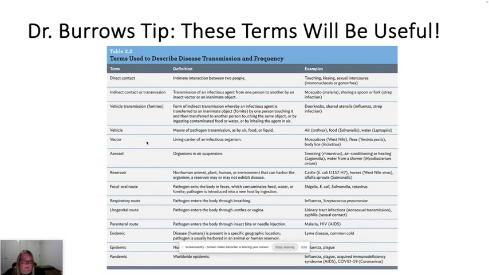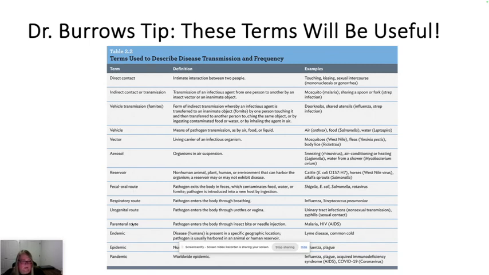Okay, I would look at vehicle. This is things like air, food, or any liquid, like water. Okay, we have vectors. These are living carriers of infectious disease. Okay, reservoir. These are going to be non-human, animal, plant, human, or environment that can harbor an organism. So the reservoir may not have the disease, but it could have the disease.